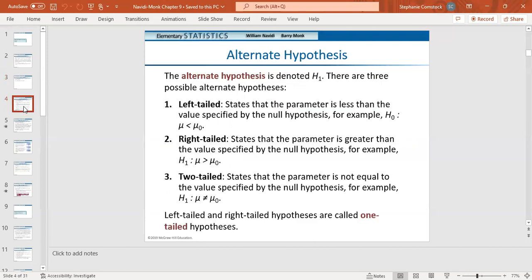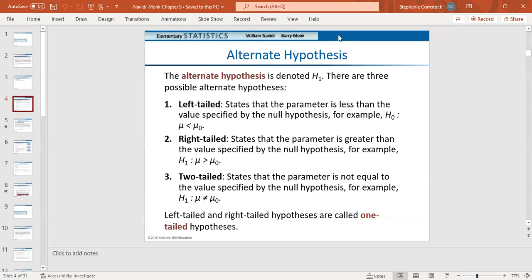Now, for the alternative, we have three options here, and I'm going to put these up on the board in just a second. Notationally, this is called H1. We have a left-tailed test, which is that we find the actual value is less than the null hypothesis statement. We have right-tailed, which is that the value is actually higher than the null hypothesis statement. And we have two-tailed, which is that it's just not the same. It might be higher, it might be lower, but it's not the same. Now, the left and right-tailed are called one-tailed hypotheses, and then we have the two-tailed hypothesis.